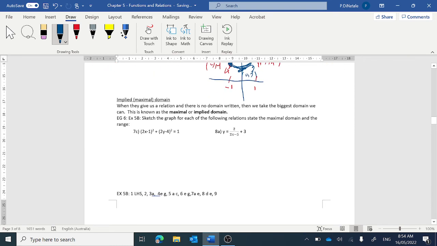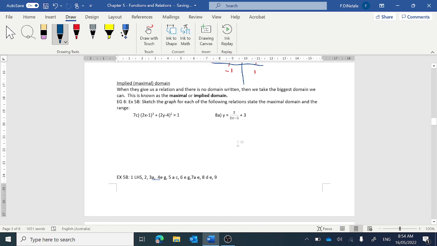Okay. If there's no written domain, then we take as the biggest possible domain there is, which is called the maximal implied domain. So again, we just sketch the graph and we work it out. So this is a circle, I can tell, because they're both squared and inside. So I find my center, the x center, I'll put it equal to 0, I get a half. The y center is going to be 4 divided by 2, 2.